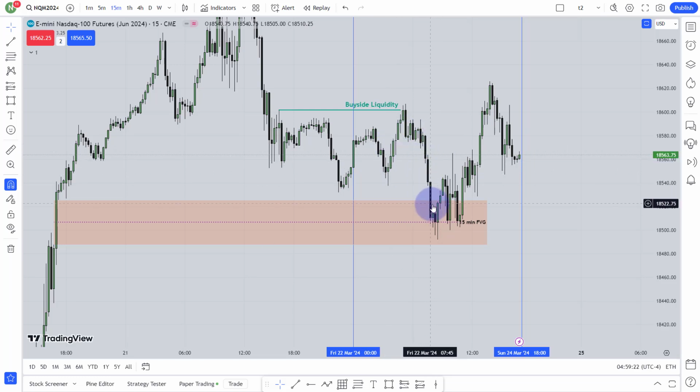Okay. Now you will wait until market is here in this 15-minute interest or fair value gap, entry fair value gap, or the last fair value gap. You will start to look for your buy. Okay. This is the part where you will look for your buy.